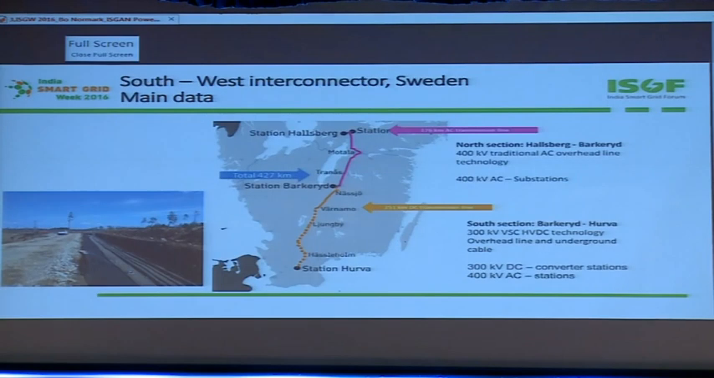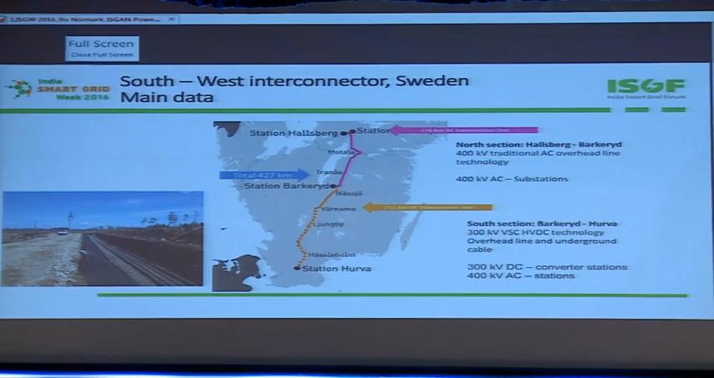Then the last example is from Sweden. What is interesting with this project is that there was a need to reinforce the grid in Sweden from north to south. The project is a combination of different technologies: AC technologies, DC technologies, DC overhead and DC underground. Maybe the most important part of the project is that the last 200 kilometers is a fully underground transmission line. I believe it's today the biggest underground transmission line.